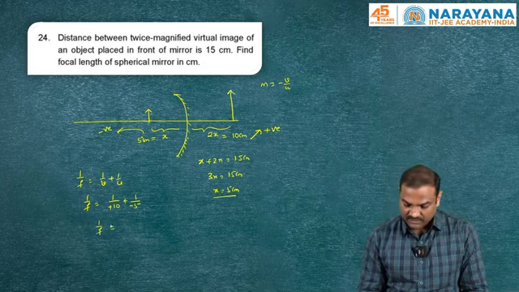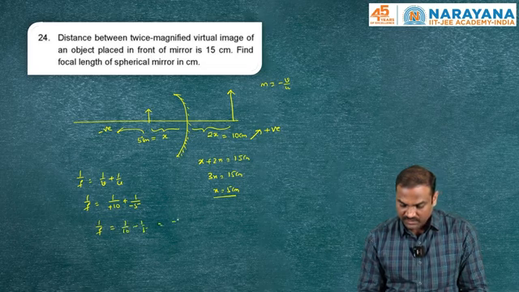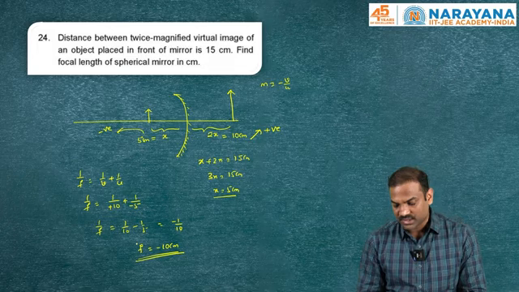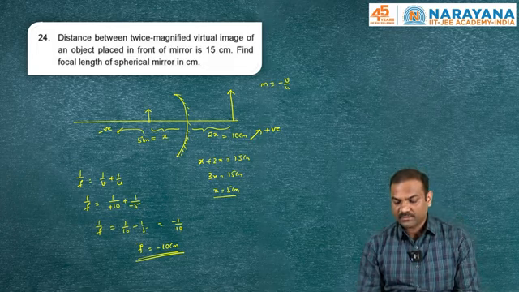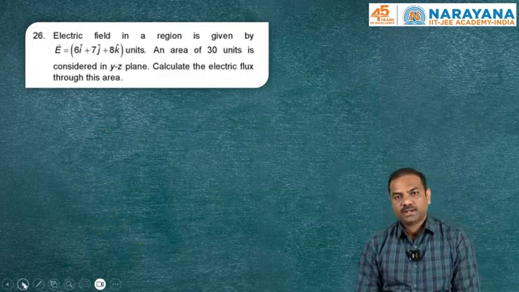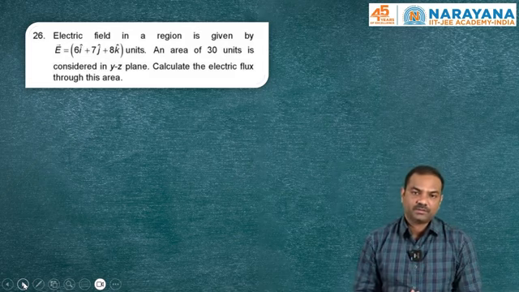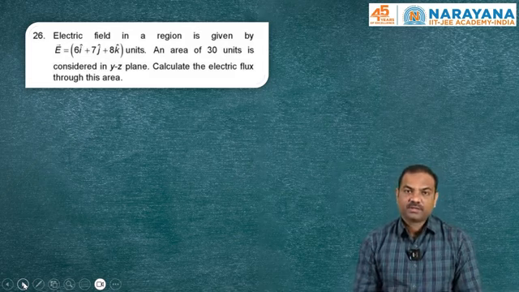Then 1 by f is equal to 1 by 10 minus 1 by 5. Then this is minus 1 by 10. Then focal length will be minus 10 centimeter. So negative stands for a concave mirror. Yeah. So now we go with the next question, which is related to electric flux through an area.